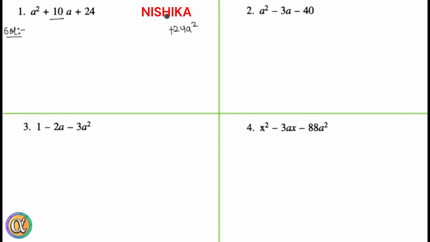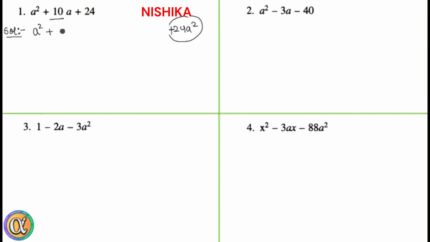6 and 4. Can we use 6 and 4, Nishika? Yes, sir. Okay, so that is how you have to think. Once you multiply the corners, you get the product as plus 24a square, right? So write that product along with the sign. Since it is plus 24a square, think of two numbers whose sum is 10 and the product is 24, obviously. So it is 6 and 4.